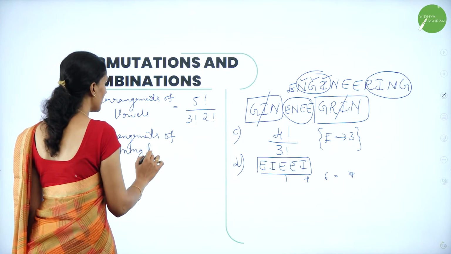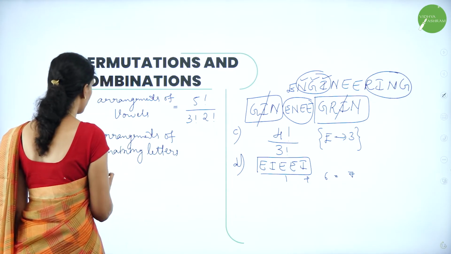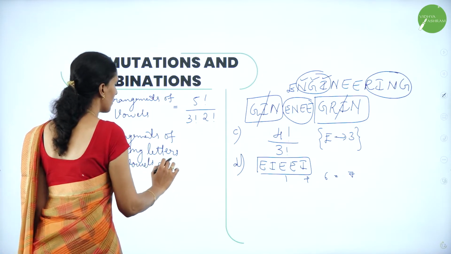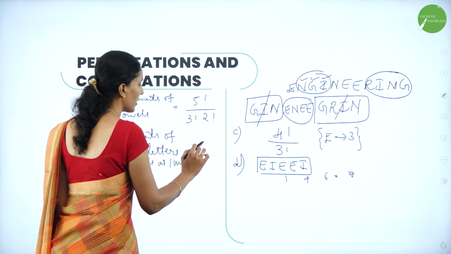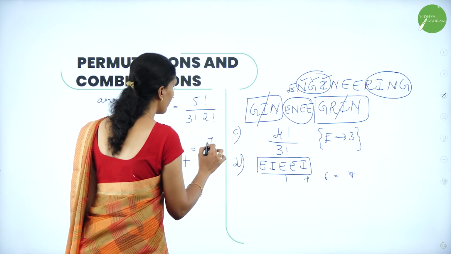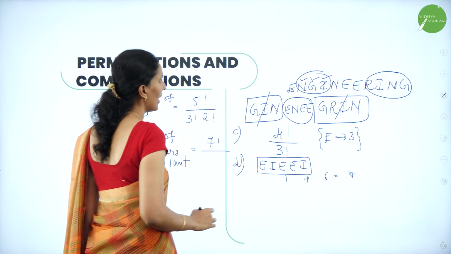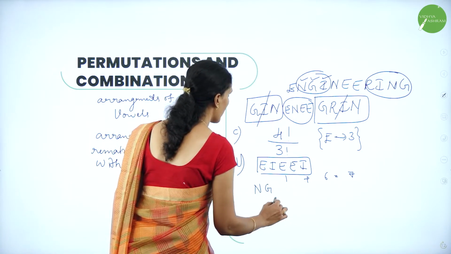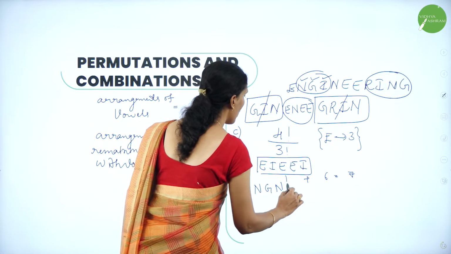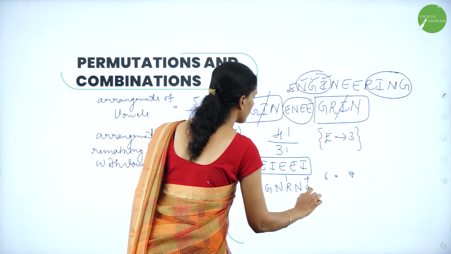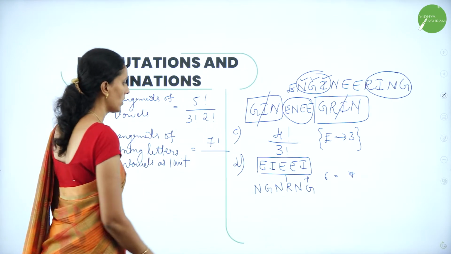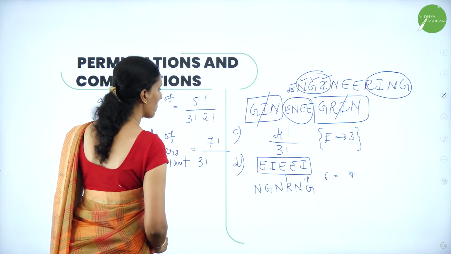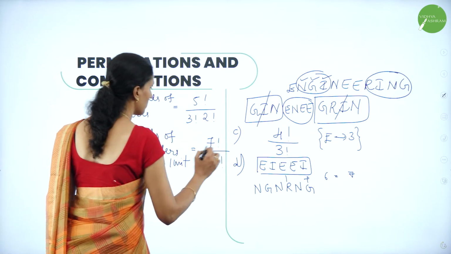Remaining letters with vowels as 1 unit. What happens? 6 plus 1, 7 factorial. Okay. So what are the letters remaining here? We have E, N, G, N, R, N, G. So these are the letters we are left with. So here we have 3 N and 2 G.